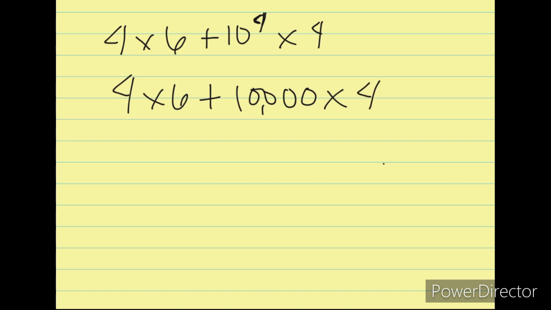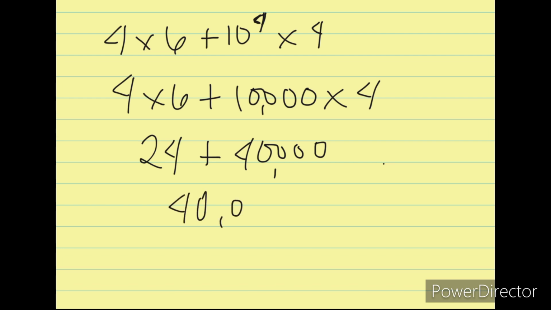Next, again, simplify. Since we have two multiplication operations here, let's start from the left, then going to the right. So 4 times 6 is 24, plus, then 10,000 times 4 is 40,000. And only the addition operation is left, so add and get the sum. 24 plus 40,000 is 40,024. This is now the correct answer using the GEMDAS rule.